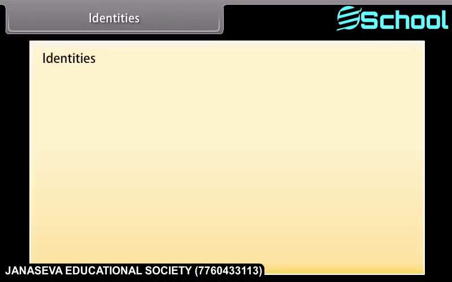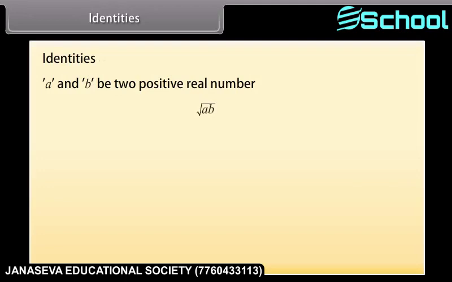Identities. Now let us go through some identities related to square root. Let A and B be two positive real numbers. Then square root of AB is equal to square root of A into square root of B. Square root of A divided by B is equal to square root of A divided by square root of B.